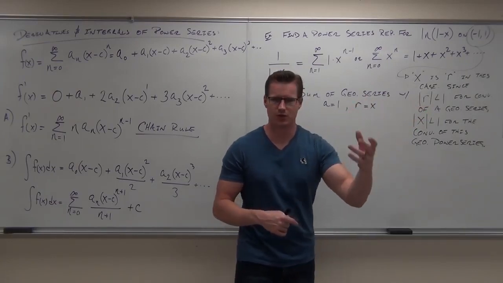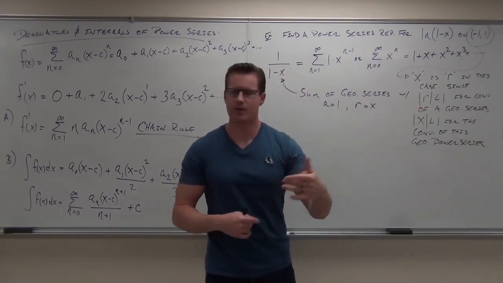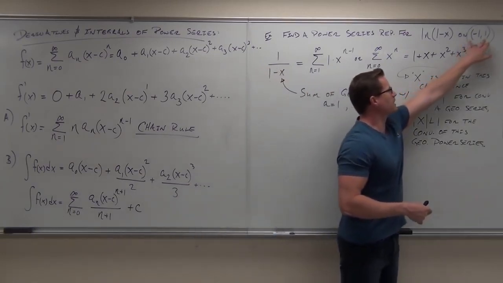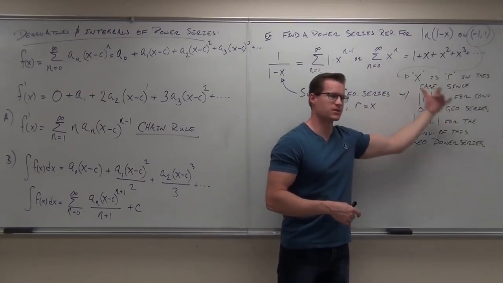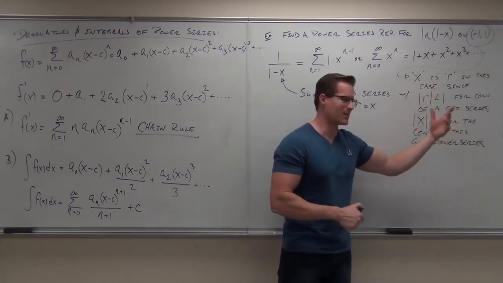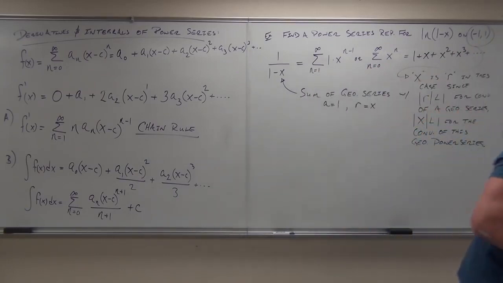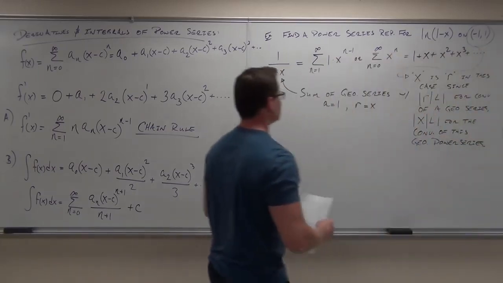Power series only represent functions where the series converge. Therefore, we have to have an interval for which our power series is going to converge to represent this function. Does that make sense? Okay, almost there. Very, very close.